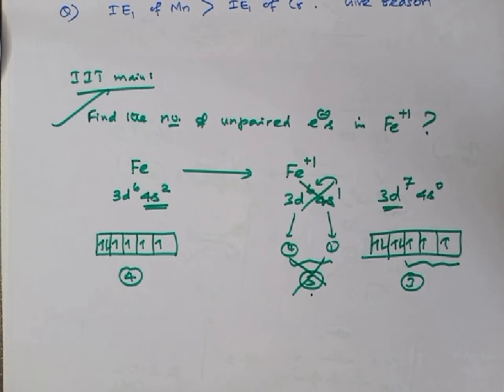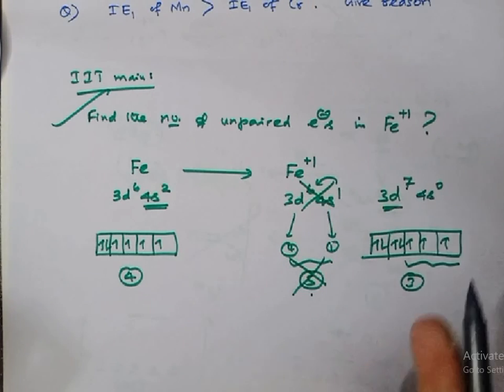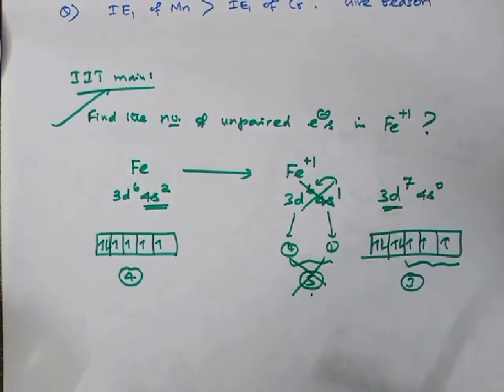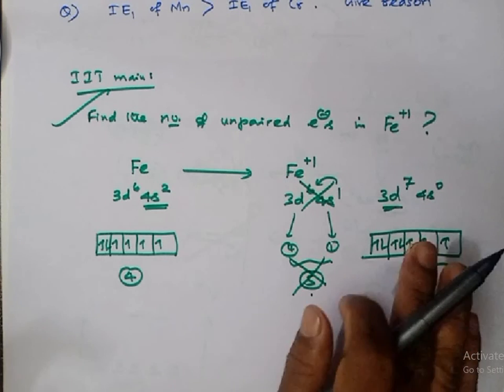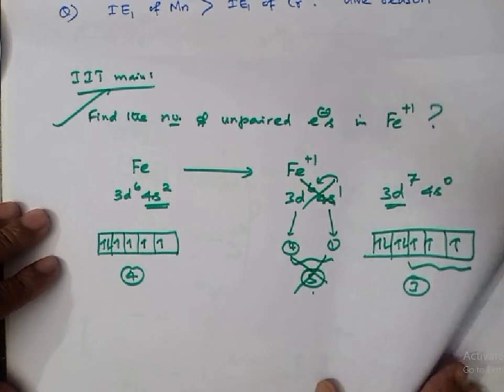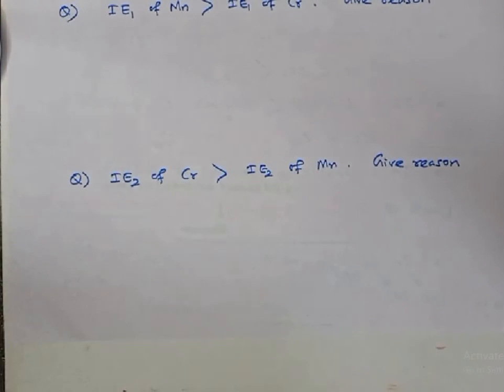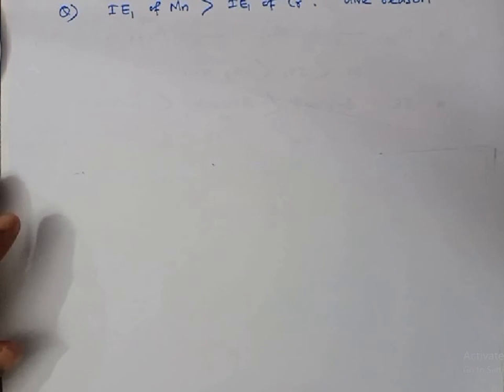Because in the d-block, whenever you remove one electron, the energy of the 3d and 4s changes. So the configuration changes. Keep this point in mind, very, very important, student. Now, listen, student. Keeping this point in mind, I'm going to discuss these questions.